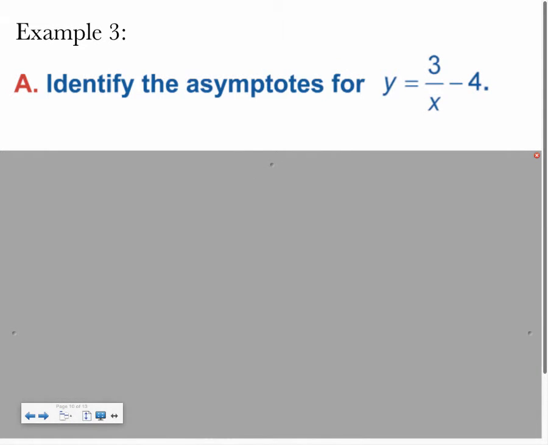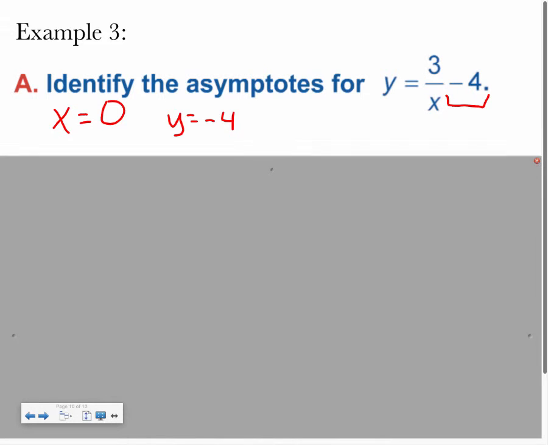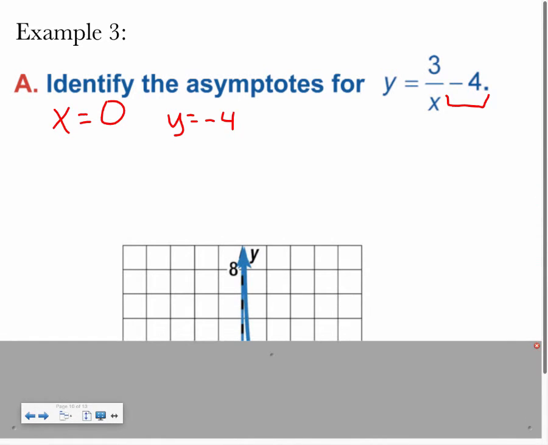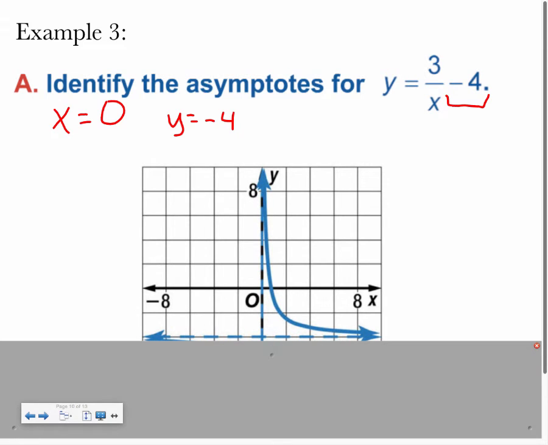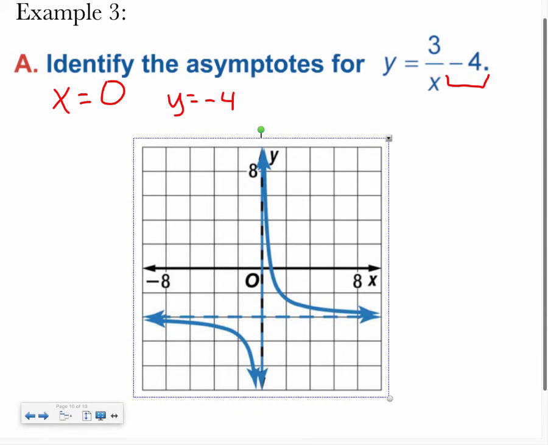Alright, so if we want to identify the asymptotes for y equals 3 divided by x minus 4, my x asymptote would be what? X equals 0. That's the only way we can get a 0 in the denominator. And y equals, what do we have over here? We have a negative 4. So now, if I were to graph those asymptotes and then plug points in, I would end up with a graph that looks something like this.